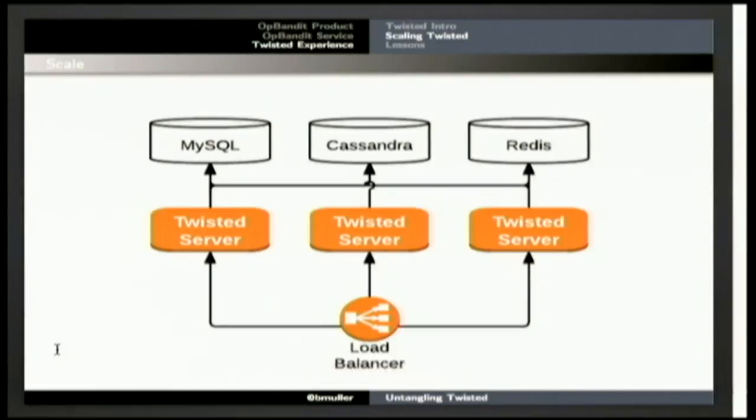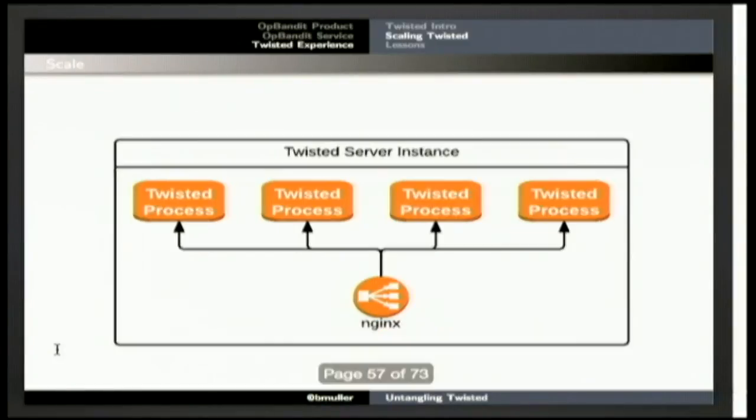Well, we have a load balancer that is able to then send requests to lots of different servers, actual machines, EC2 instances, that then interact with databases on the back end, which themselves can scale horizontally. So we can have lots of Redises, we can have lots of Cassandras, and we're very rarely talking to MySQL, but we could actually shard MySQL or have master-slave replication. And then on each individual Twisted server, we can have lots of different Twisted processes.